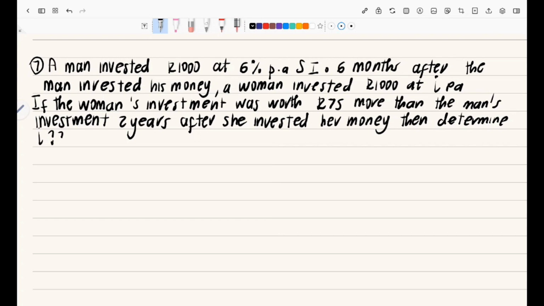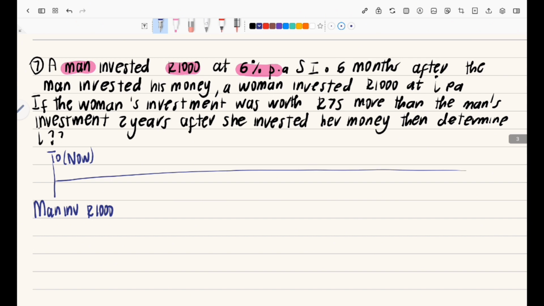The next example says that a man invested 1,000 Rand at 6% per annum. If we draw a time diagram for this person, at T0, that is the now, a man invested 1,000 Rand at 6% per annum simple interest.